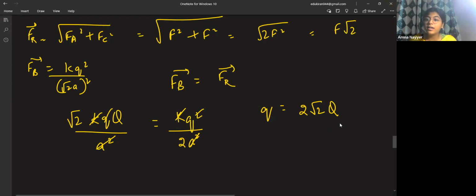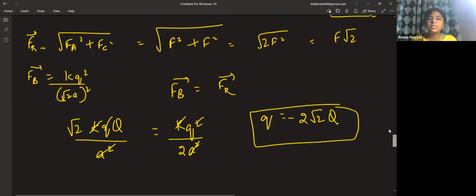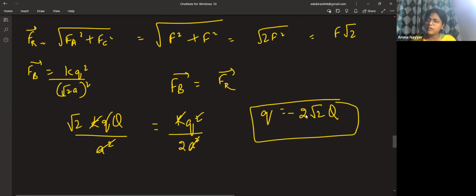Why? One option will be with a negative sign, which will be correct, because the charge is negative. So when we are writing the final answer, if the minus sign is not given in your option, then definitely 2 root 2 q. But if it is given, you will choose the minus sign. Clear? This is how we solve the questions of equilibrium.